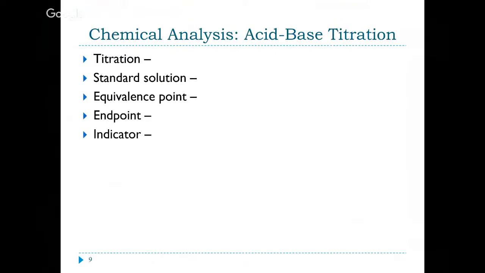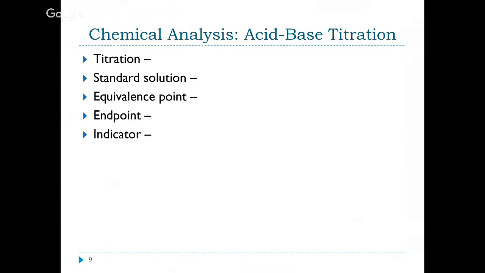So there's a couple different things that we can do with solutions and solution stoichiometry. One of those chemical analyses is an acid-base titration. Titration is when you are trying to determine an unknown concentration of a solution. You start with an acid or you start with a base, and it's a neutralization reaction. So you have your standard solution, which is the solution where you know the concentration. So you're using this then to determine the concentration of your unknown.